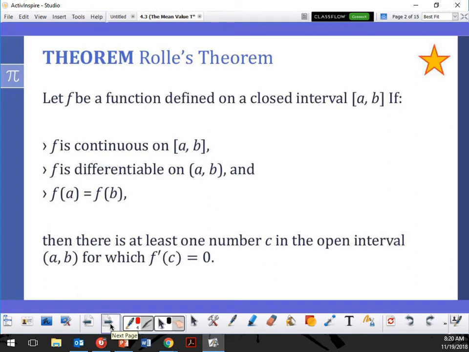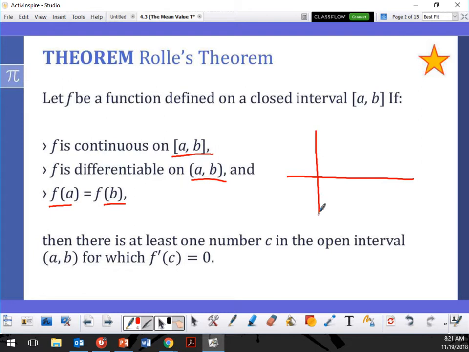If f is continuous on [a, b], then it is differentiable on (a, b). Now, what's the difference between the parentheses and the brackets? We include and we do not include. Yes, included. And this is what has to happen: the endpoints are equal. That's important. The endpoints are equal. So, if the endpoints are equal, then there's at least one number in the open interval for which the derivative is equal to 0.